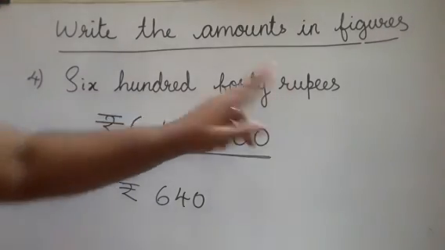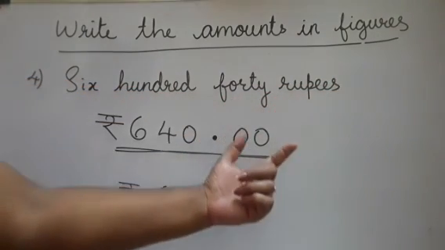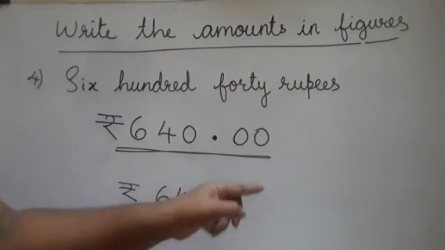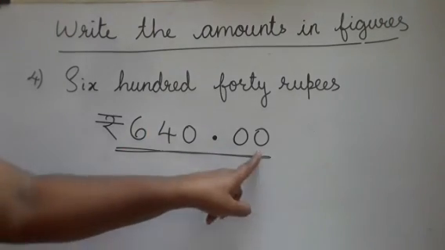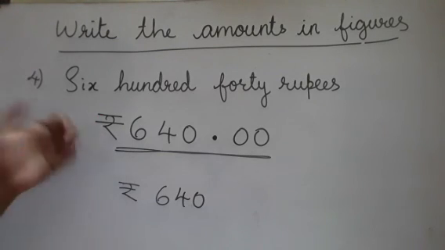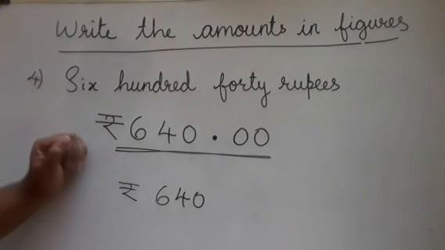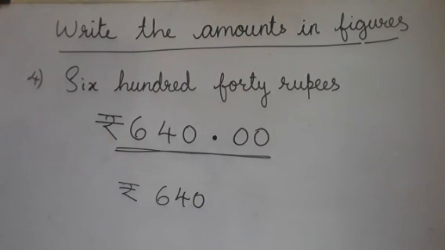First, look to the rupees and write. Then, if the paise is given, you can write the paise also. After that, you can put the dot to separate the rupees and the paise. And at last, you have to put the symbol of rupees first. Is it clear, my dear kids? This is how you want to write the amount in figures. Is it clear?